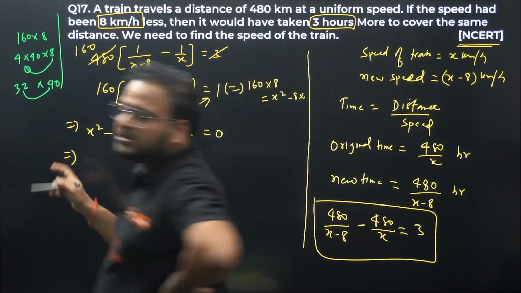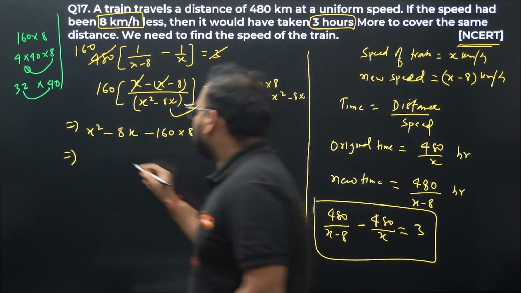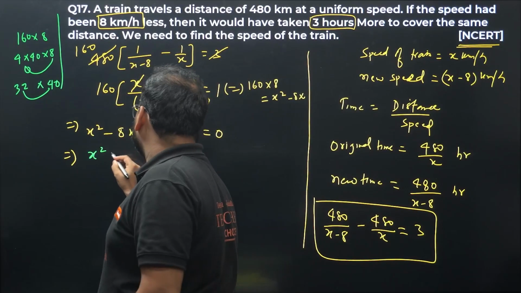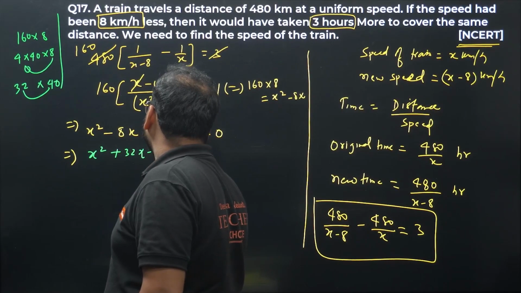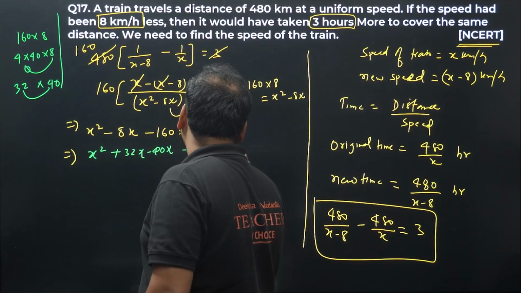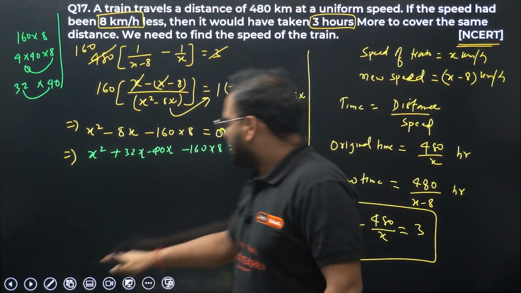So try to use the factors without multiplying them. Okay, it'll be easier. Check this out. x square, I want minus, right? So I'll put this as plus 32x and minus 40x minus 160 into 8 equal to 0. Okay, this is not x actually.